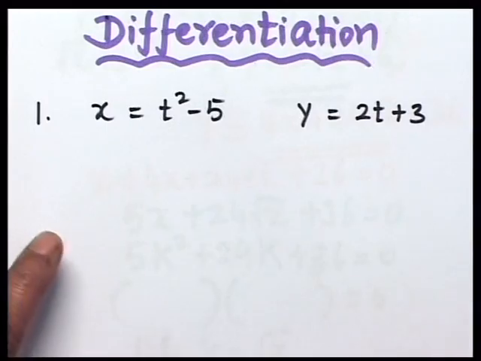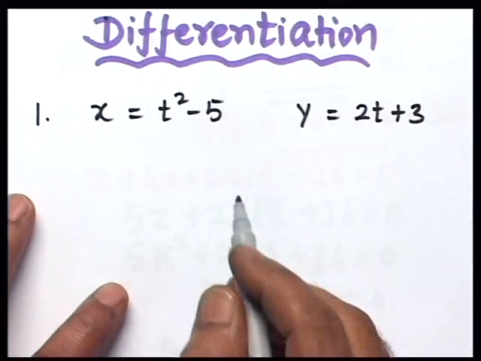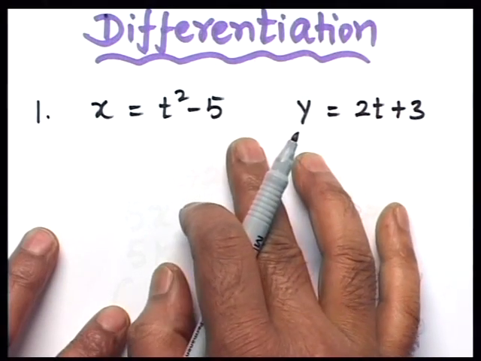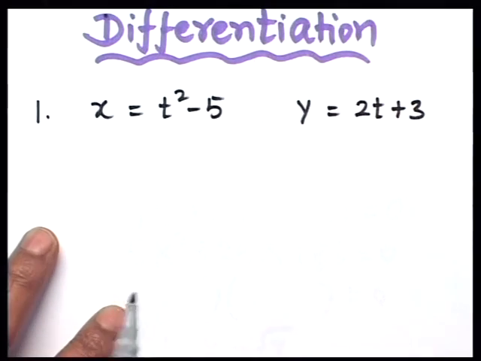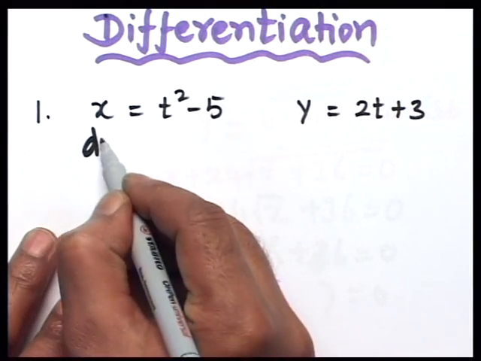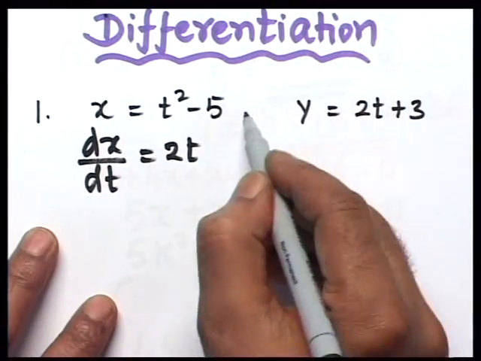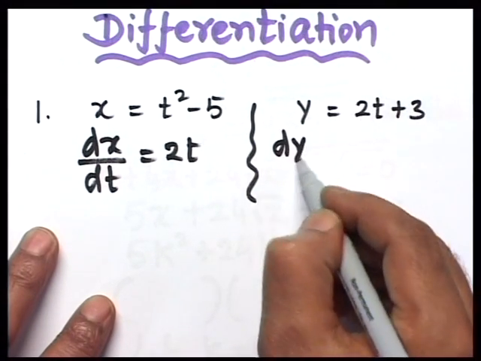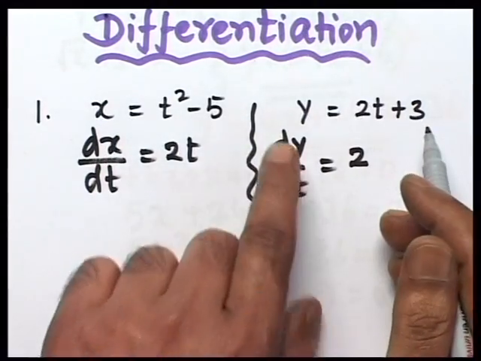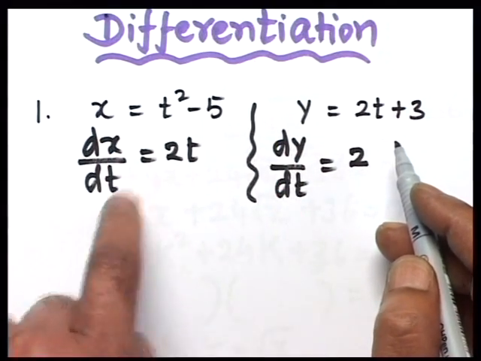Parametric equations, how do we differentiate? Our aim is to find dy over dx. That's all in this sum, right? The first one, we use the chain rule that we learnt in C3, and we can use that here to find dy over dx. Let's differentiate this with respect to t. So we have dx over dt is equal to 2t. That's all. And then differentiate that, dy over dt equals 2. If you divide this by that, you get dy over dx because the dt's cancel out.